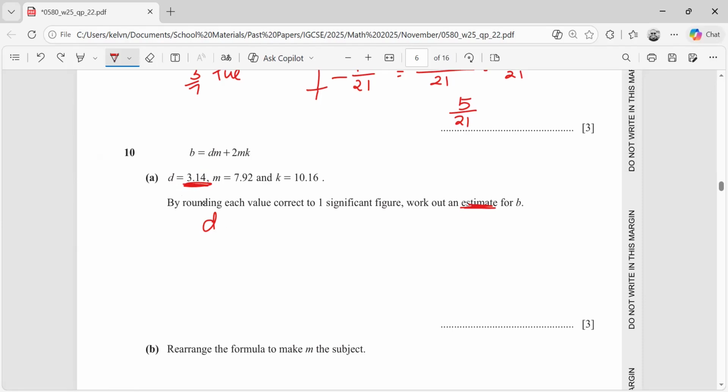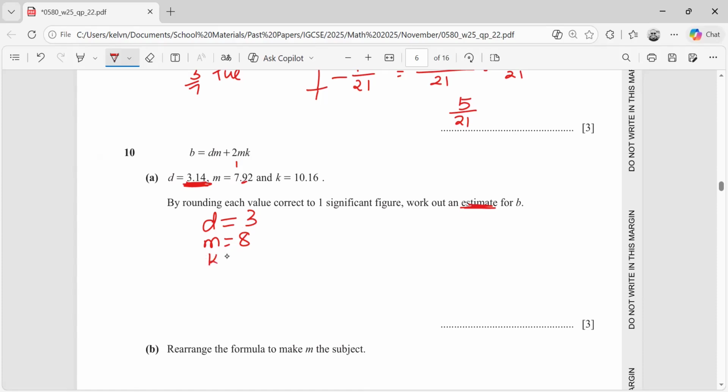So anyway, we're just going to look at 3, rounding to one significant figure, not decimal. One significant figure. So D would be equal to 3. We have rounded it to one significant figure, so we just ignore the rest. And M, rounded to one significant figure. Again, the most significant figure is this 7. And 9 is above 5, so we can round up by 1 here. So M will be 8, rounded to one significant figure.